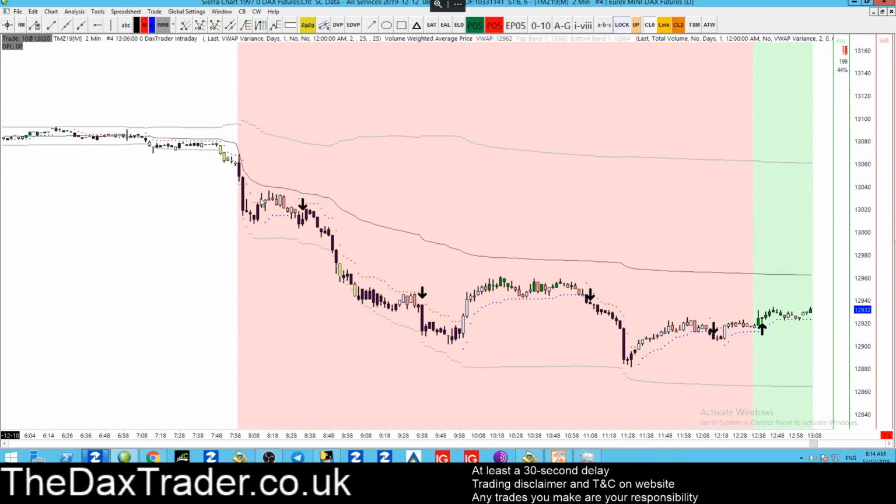But this is from the 10th, and you'll see that price action started off bearish. You're immediately presented with a sell signal here, and would have done very well. There isn't really much more to say.